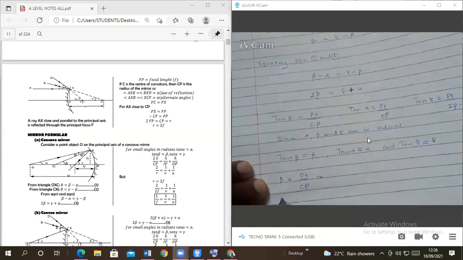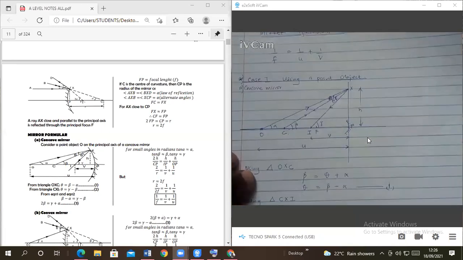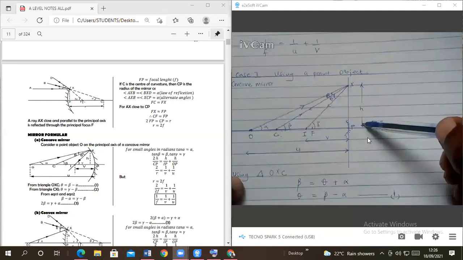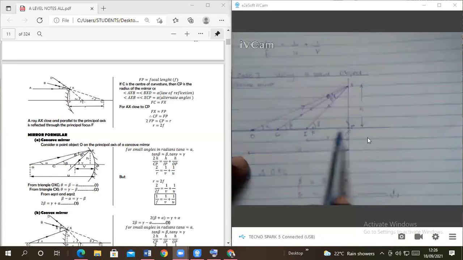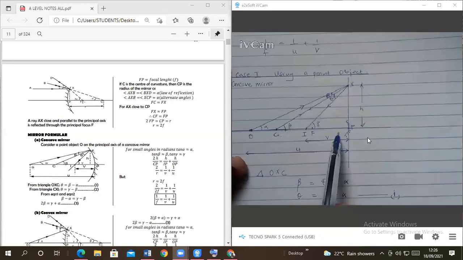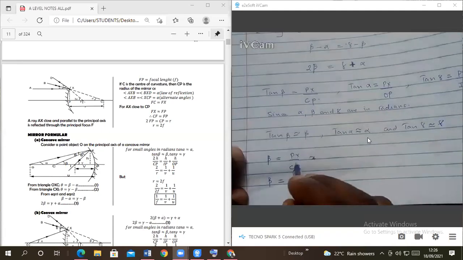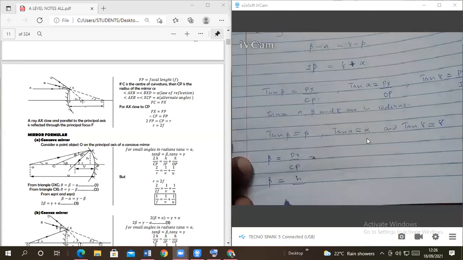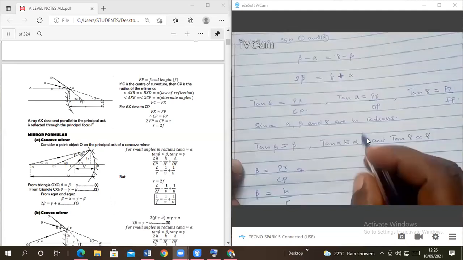But what is PX? When you come here and you see, PX is the height h, and CP is the r. Are we together? CP is the radius of curvature. So we shall write PX is h, over CP, which is the radius of curvature, over r. So how about alpha?